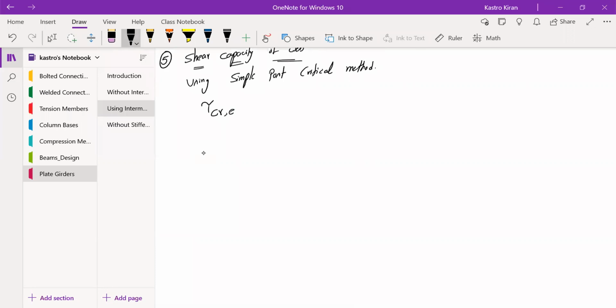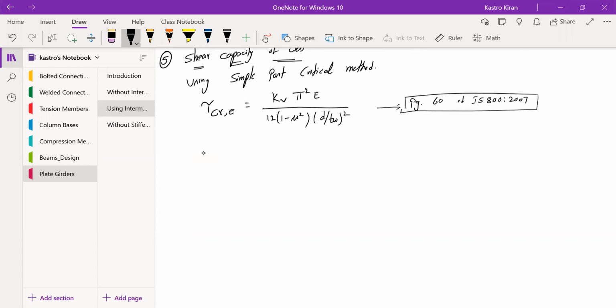Tau CRE is called the elastic critical shear stress, so you need to write the complete statement. Elastic critical shear stress equals kV into pi square E upon 12 into 1 minus nu square into D by TW whole square. This formula is on page 60 of IS 800 2007. Both the simple post critical and tension field methods are available on page 60. If you refer to that, you will understand.